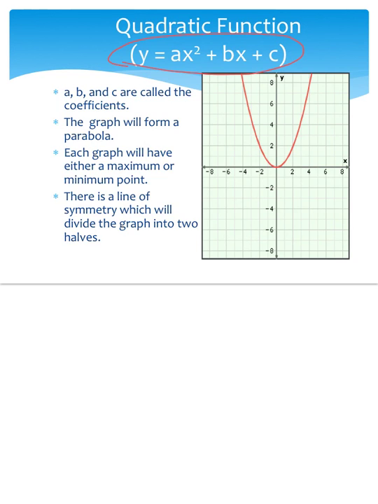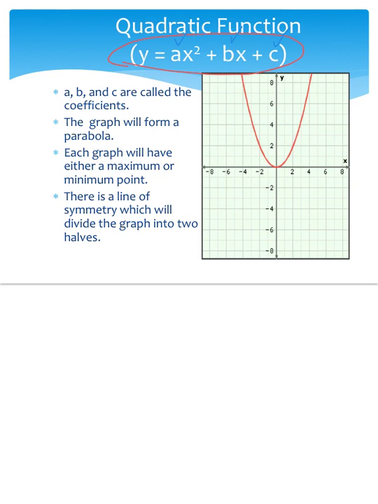So the a, the b, and the c are called coefficients because they are numbers. The a and the b are numbers sitting in front of the x, hence coefficient. C is a constant because it doesn't sit in front of a variable at all.